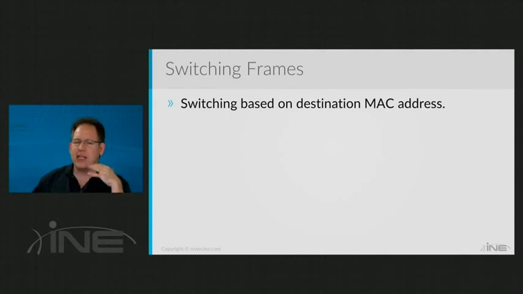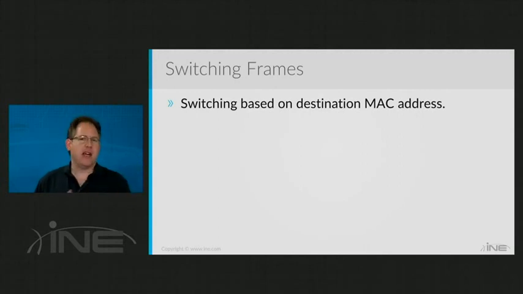Now remember, at the CCNA, you learned that switches were layer 2 switches. Basically, a switch would take an incoming Ethernet frame, look at the destination MAC address, and based pretty much purely on that, decide where this frame was supposed to go.